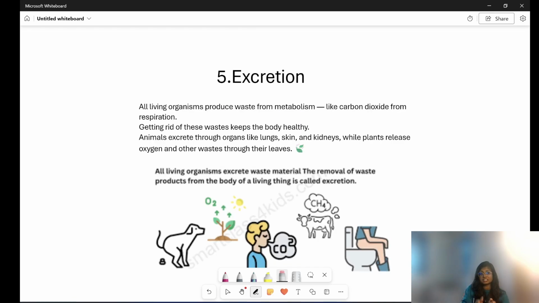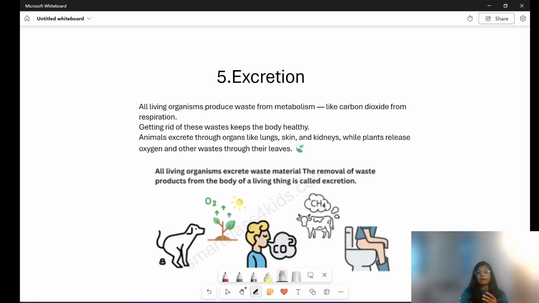The fifth characteristic is excretion. We know all living organisms produce waste from metabolism, like carbon dioxide from respiration. Getting rid of this waste is compulsory, because if the waste is present in our body, it's toxic for the body and also keeps the body very unhealthy.